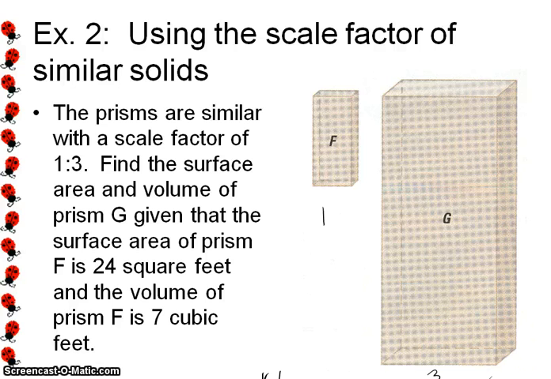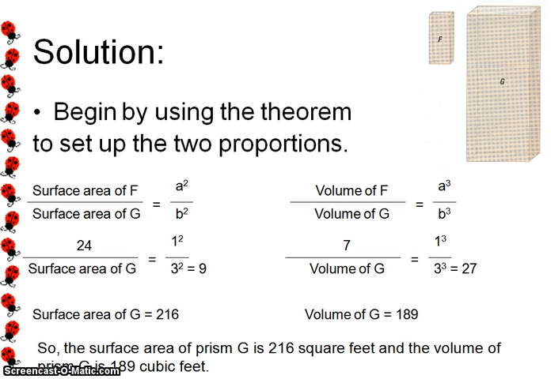So anyway, if I look at this and I'm being told that I need to find the surface area and volume of a given prism G, given that this one, F, has a surface area of 24 square feet and a volume of 7 cubic feet. Let's see what we can do with that.